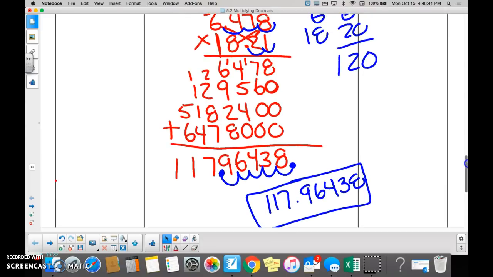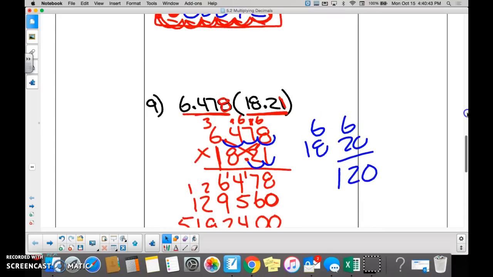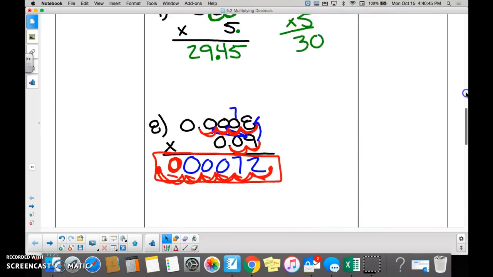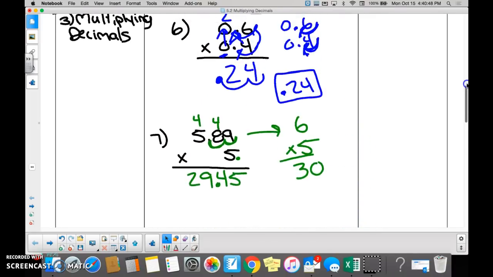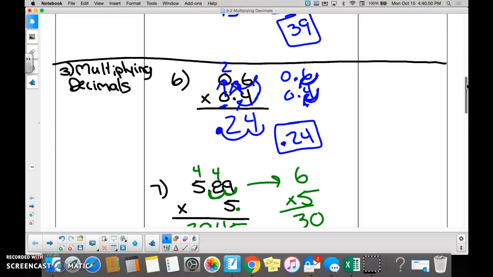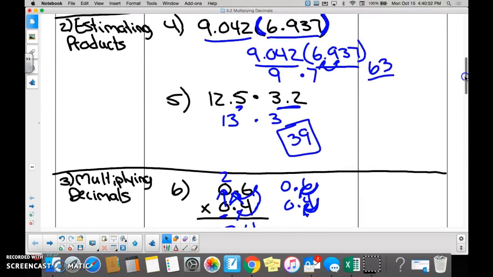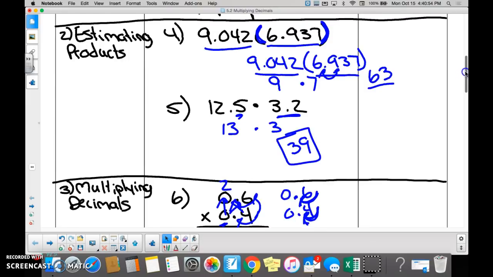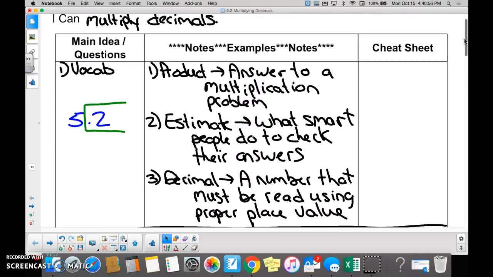I don't know if I mentioned this, but we do need to do cheat sheets on both number 1, number 2, and number 3. So this is main idea number 3. Make sure you get a cheat sheet. If you didn't do a cheat sheet for main idea number 2, make sure you get one for main idea number 2. And then for the vocab, make sure you have a cheat sheet for that one as well. Good luck, y'all.